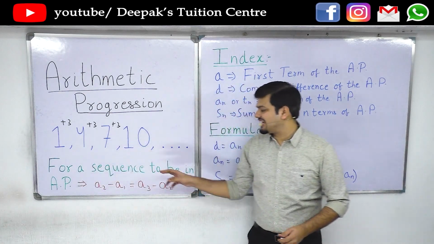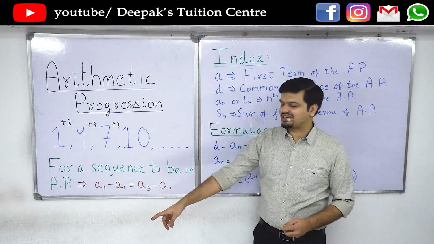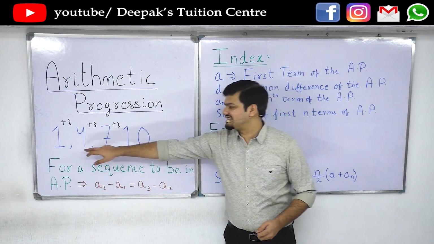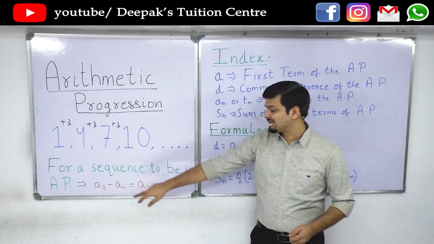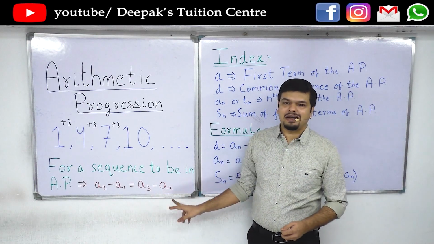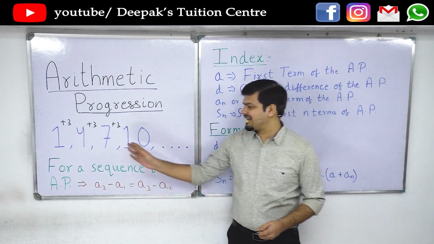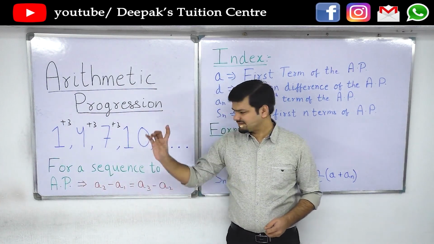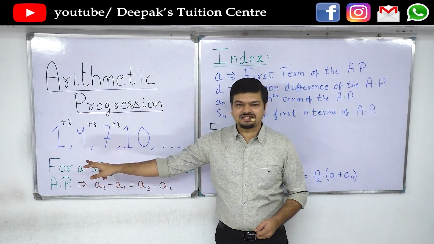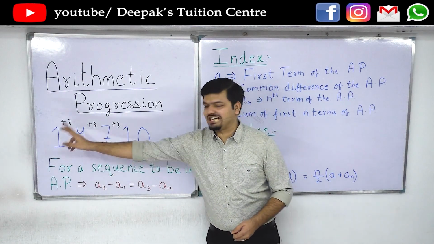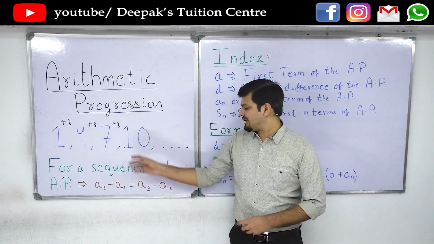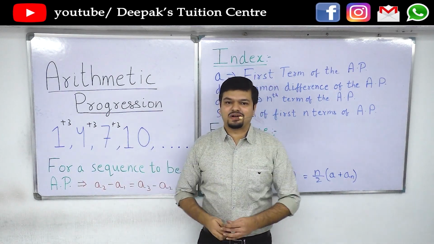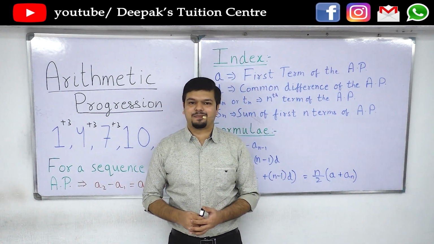So to prove that a sequence is in arithmetic progression, we have to show that the second term minus the first term, that is the difference between the first and the second term, is equal to the third term minus the second term. Always remember, the next term minus the previous term. Always. Do not do the first term minus the second term. No. Always the second term minus the first term. So, if you can prove that the difference between them is common, then the particular sequence is in AP.